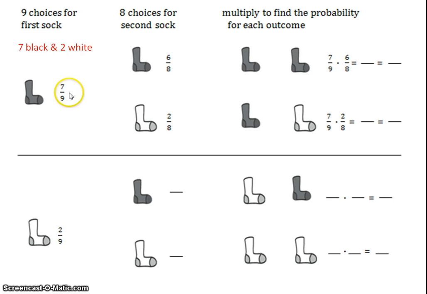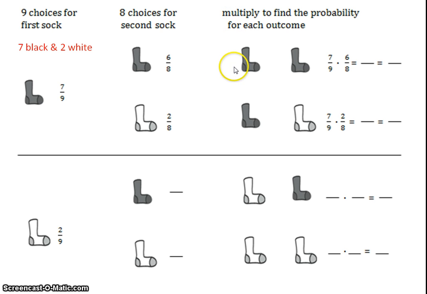Now if we choose a black sock first and we move to our second choice, the number of socks that remains has changed. It was 9, but that first one is gone, so now there is a total of 8 socks. If the first sock was a black sock, there are no longer 7 black socks in the drawer, there's only 6. So the second choice for my sock, being black, would be 6 out of 8.